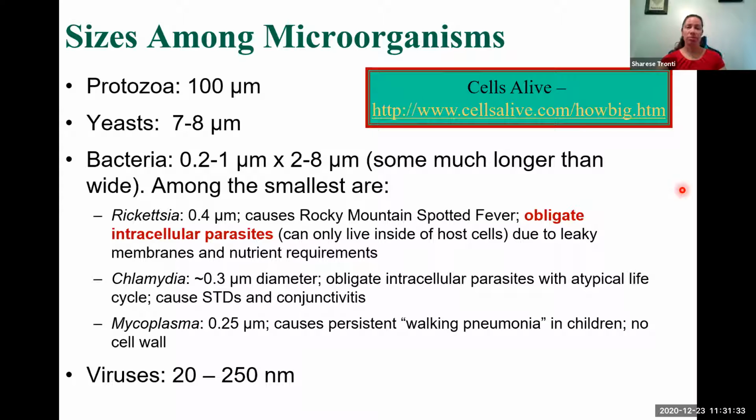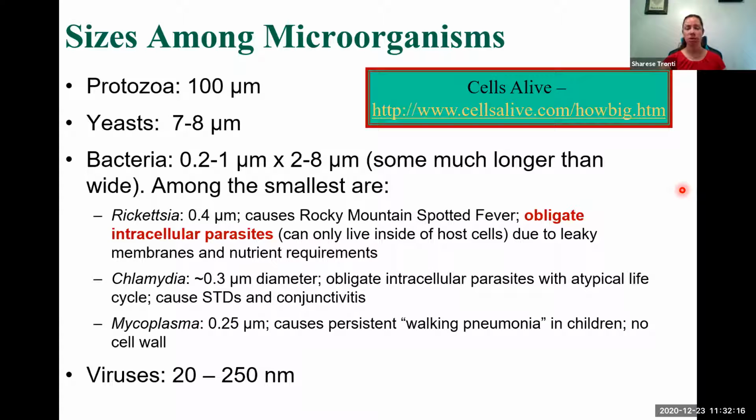So here's some more examples. We have protozoa. This is one of the largest microbes that we're going to be looking at. We did talk about protozoa in chapter 1. Yeast is about 7 to 8 micrometers, about the same size as that red blood cell we just looked at. Bacteria can range in size, anywhere from 0.2 to 1 micrometer by 2 to 8 micrometers. It's going to depend on whether it's more circular or more rod shaped, whether it's going to be longer in one dimension. Some of the smallest bacteria include Rickettsia that we just saw, which is about 0.4 micrometers.